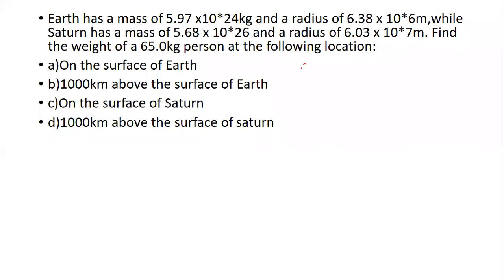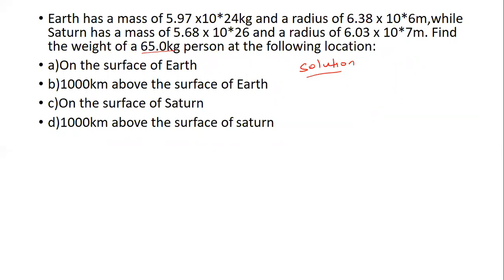Let me solve it. Now it says, the Earth has a mass of this and a radius of this. So what is the weight of this person of mass 65 kilograms when he is standing in a location which is 100,000 kilometers above the Earth? And what would you say?